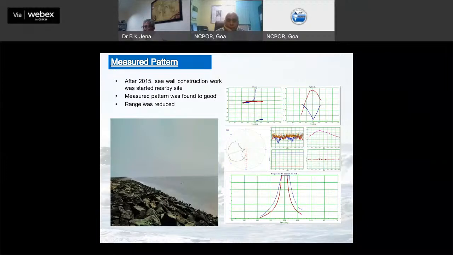Here, why I have shown this is that when we installed, this shore protection work was not there. After that time, our data was very good. In 2015, to arrest the sea erosion, they put in this sea wall, which is above our antenna. Now, what we have done is we have brought our antenna very close to this sea wall. Then again we did the calibration, and there we got good quality data.